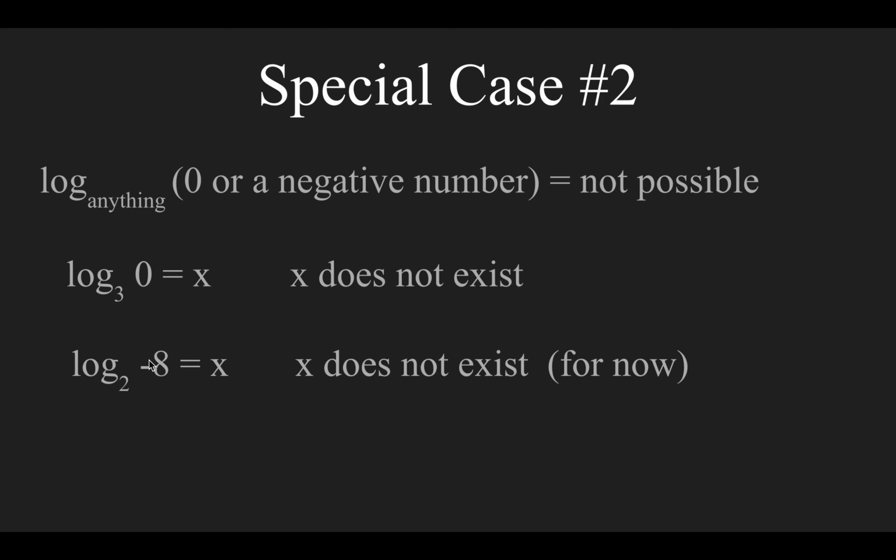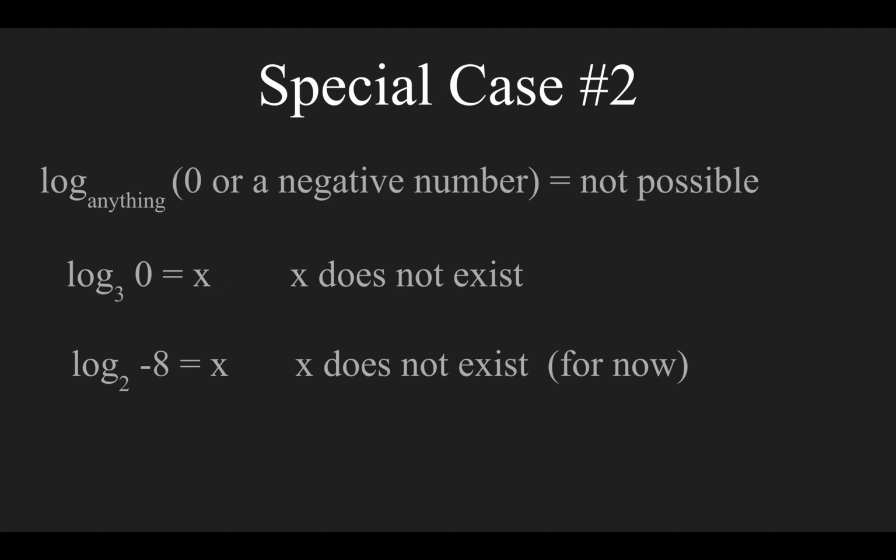Let's say you have a negative number. 2 to the x equals negative 8. Well, what exponent could you raise 2 to to get a negative number at all? Let's say you had 2 squared, right? 2 times 2, that's 4. 2 cubed, 2 times 2 times 2, that's 8.